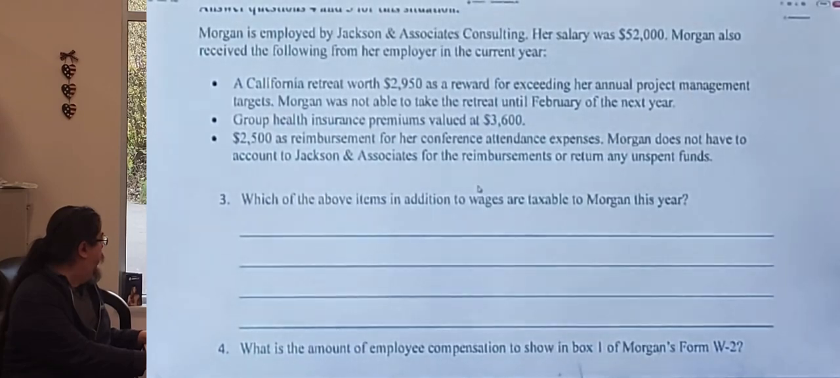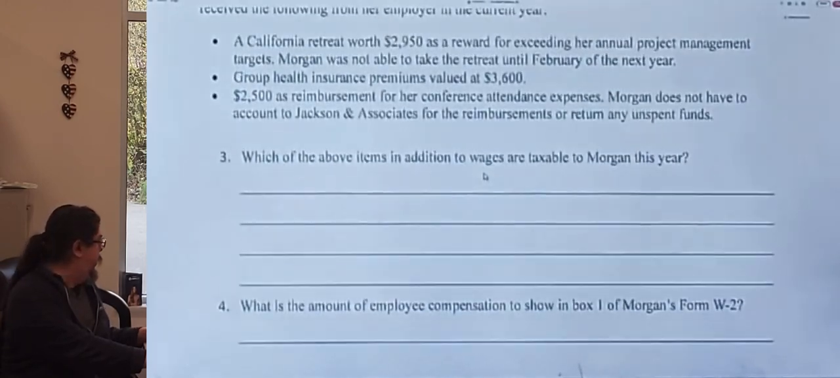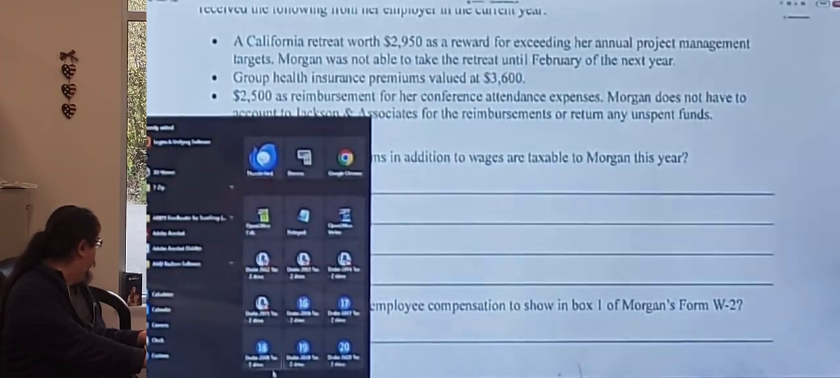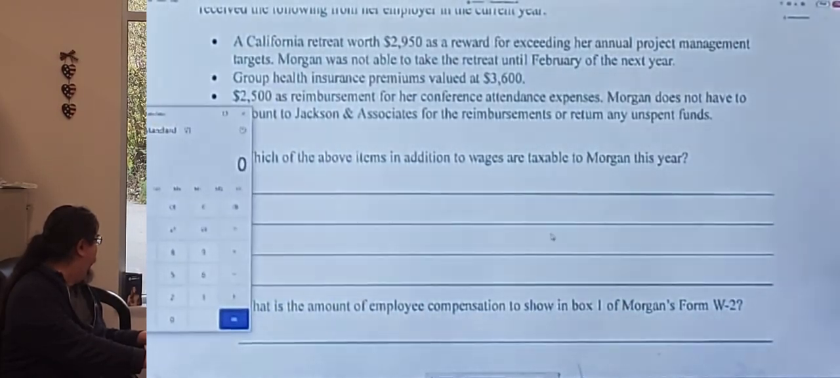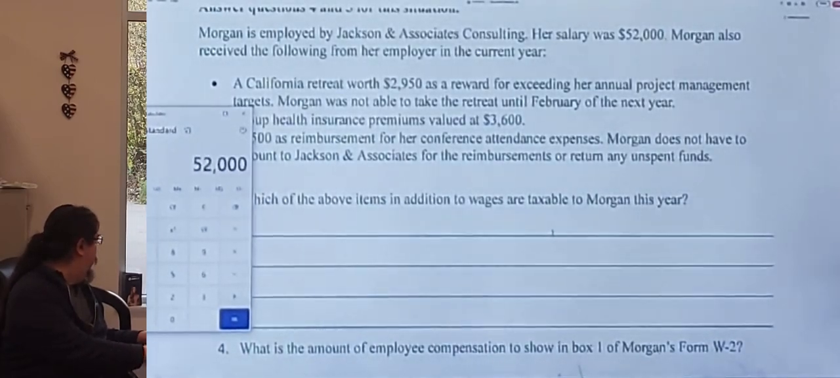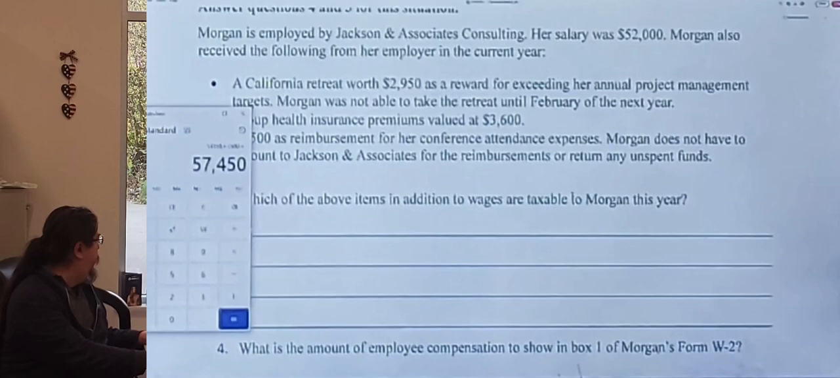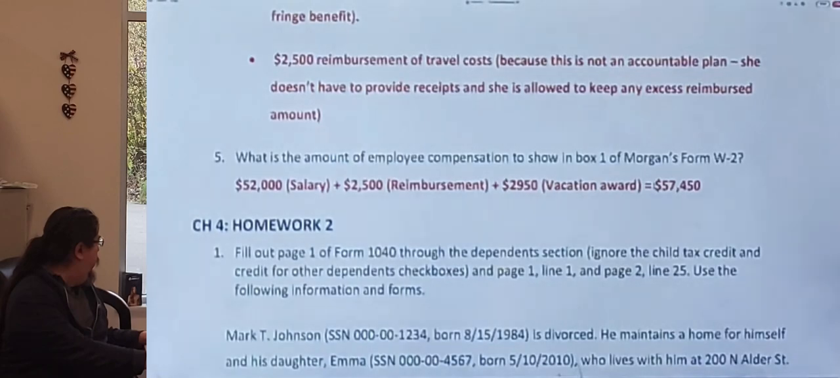So how much are we going to find in box 1 of her W-2? Yep, we all agree: $57,450.